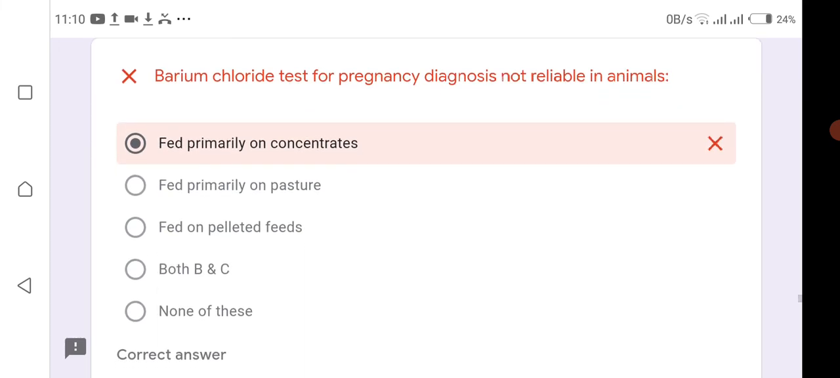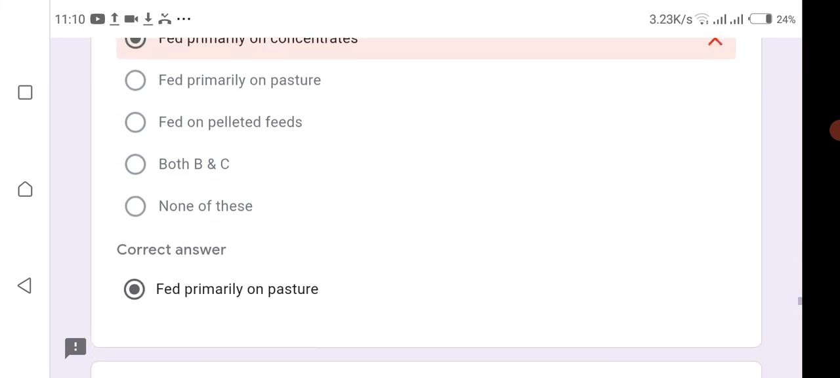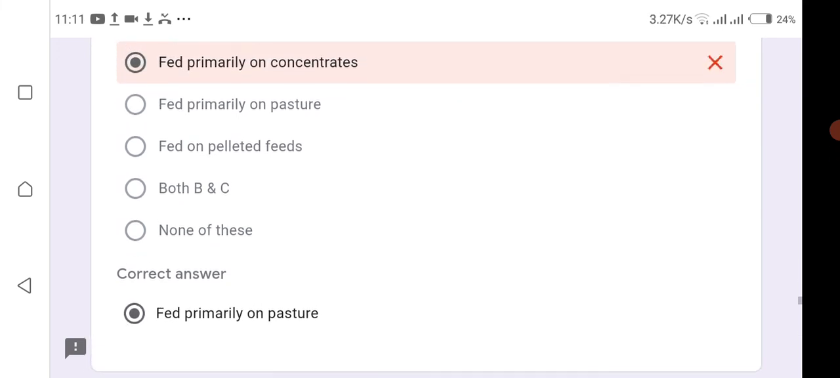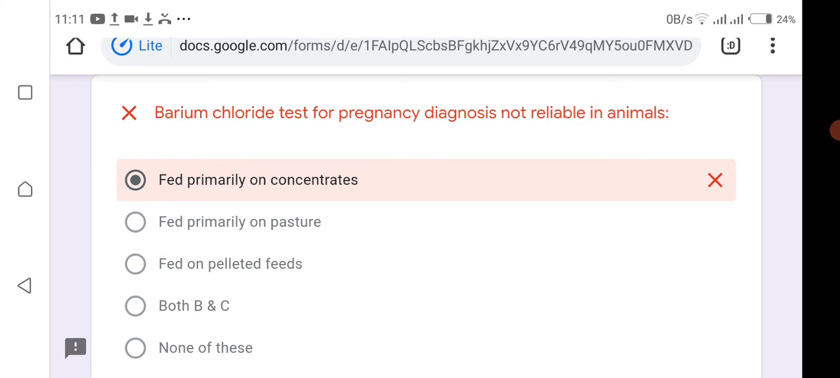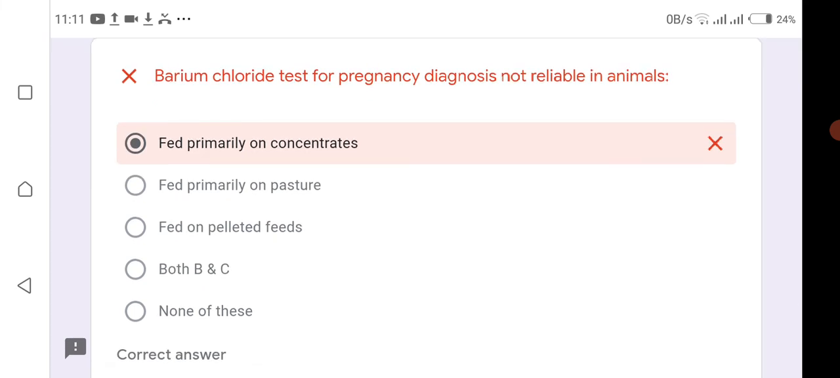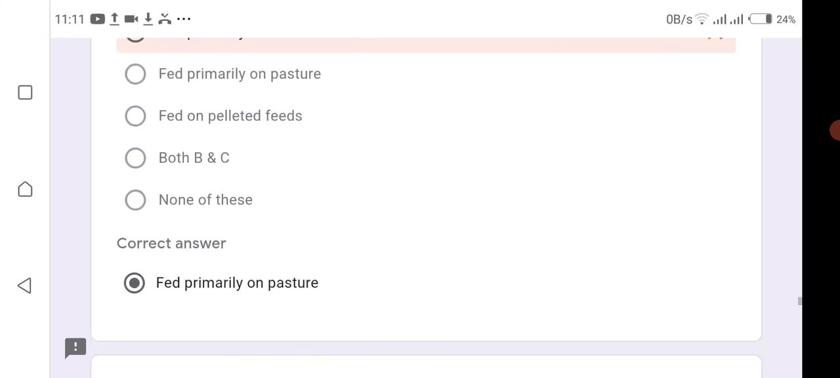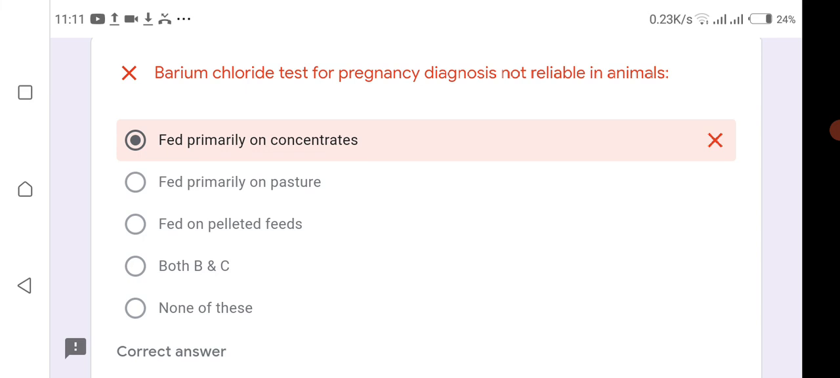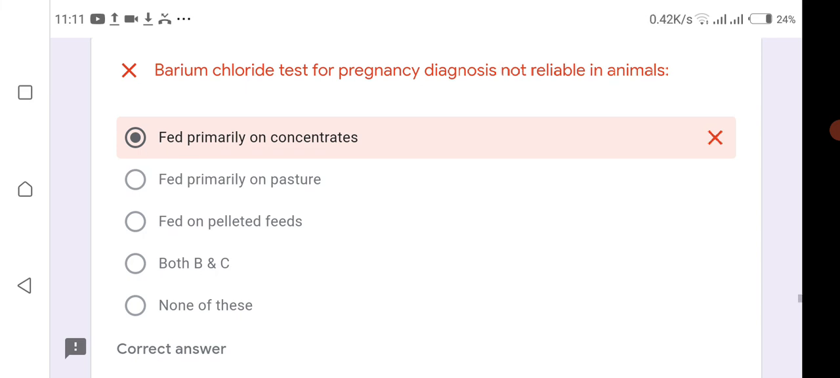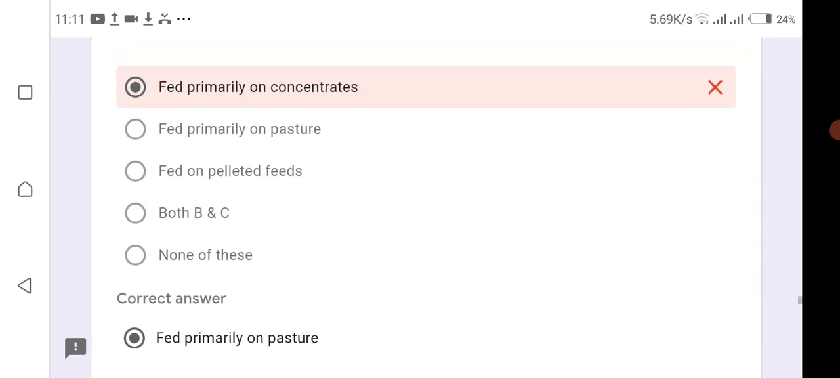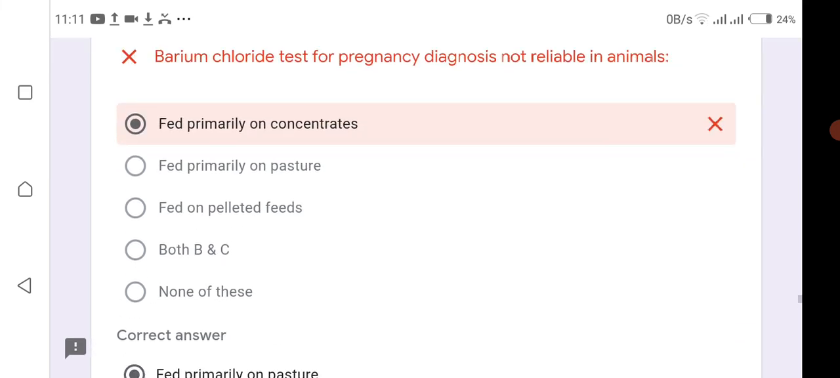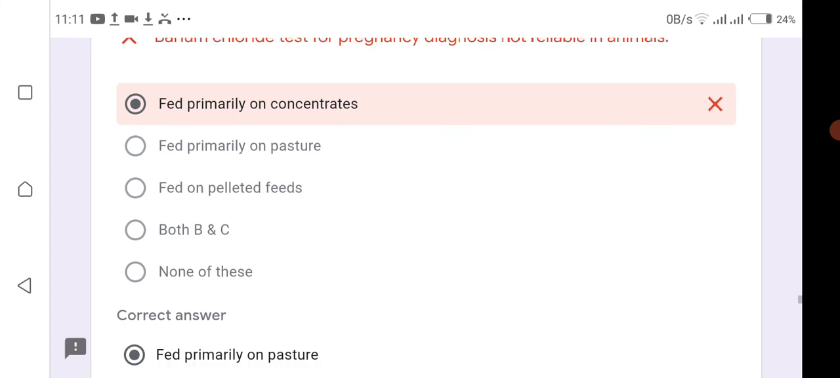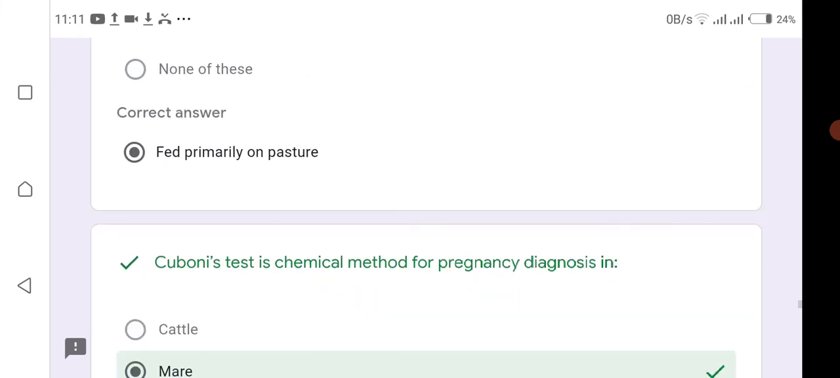Barium chloride test for pregnancy diagnosis is not reliable in animals that are fed primarily on pasture. Pasture-fed animals do not give valid barium chloride test results.